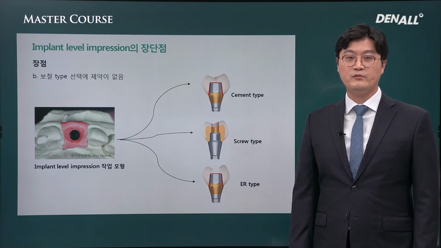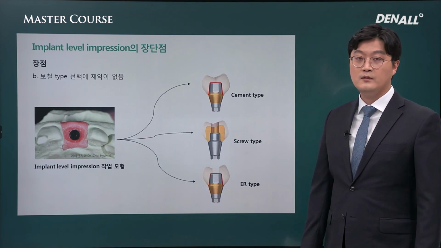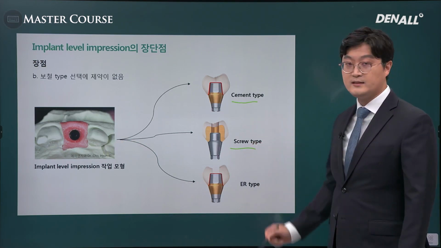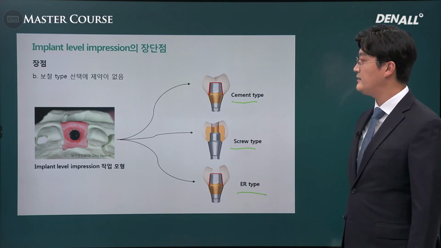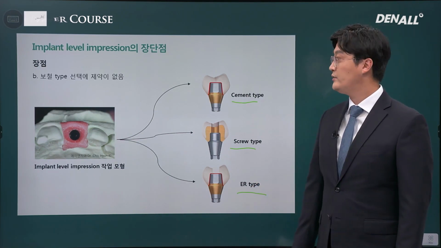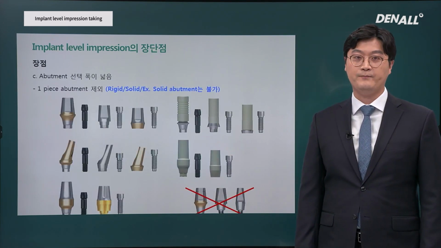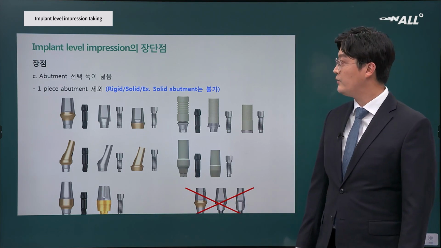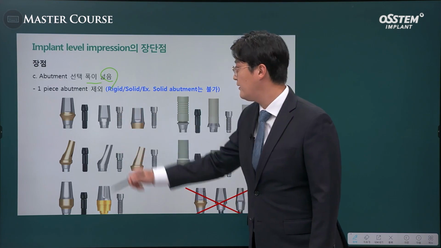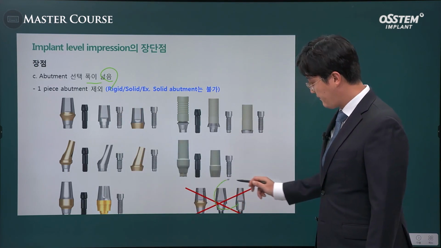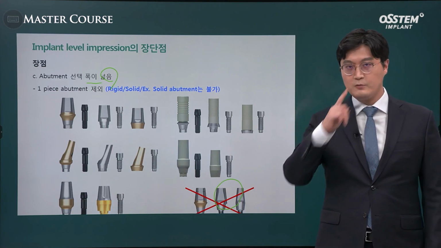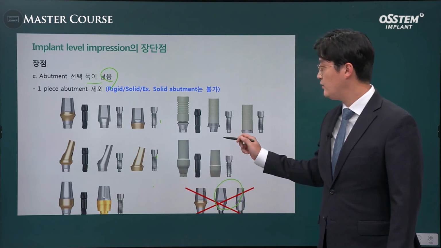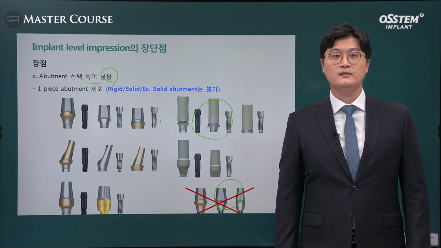As we are dealing with the gypsum model extraorally, the direction of the implant hole can be checked, and we can choose a cement type, screw type, or an ER type of restoration when it comes to prosthetic types. So there are no restrictions in choosing prosthetics. Abutments are fabricated with the gypsum model extraorally, giving a wider choice of abutments, except the solid type abutments which are connected in the mouth for impression taking. Two-piece abutments or UCLA type abutments can be selected.